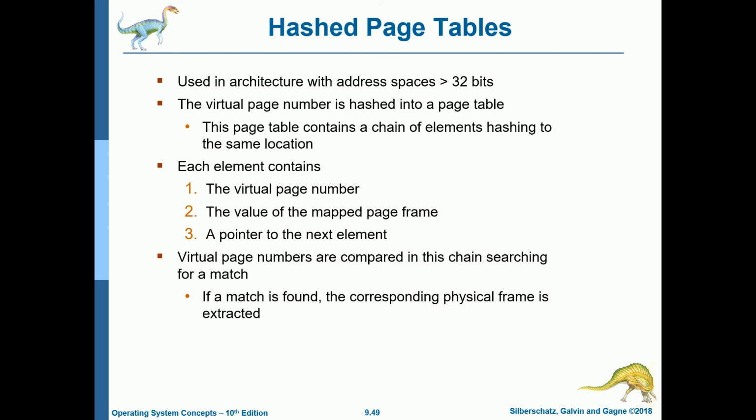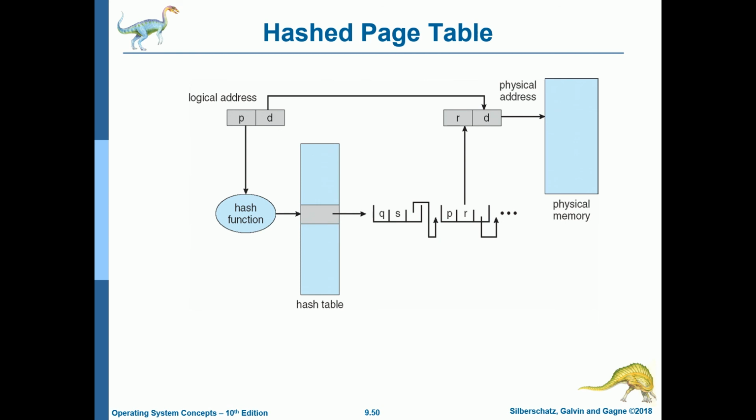The algorithm for this works as follows. The virtual page number in the virtual address is hashed into the hash table. The virtual page number is compared with field 1 in the first element in the linked list. If there is a match, the corresponding page frame, field 2, is used to form the desired physical address. If there is no match, subsequent entries in the linked list are searched for the matching virtual page number. We can see this scheme illustrated right here.